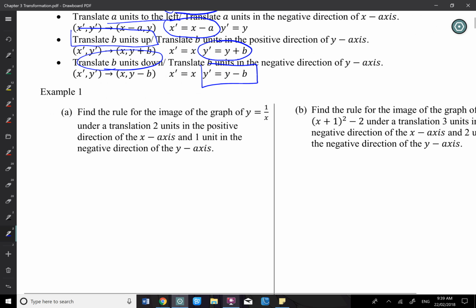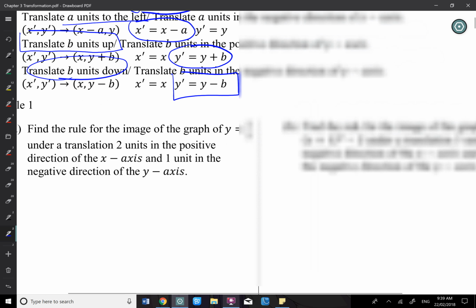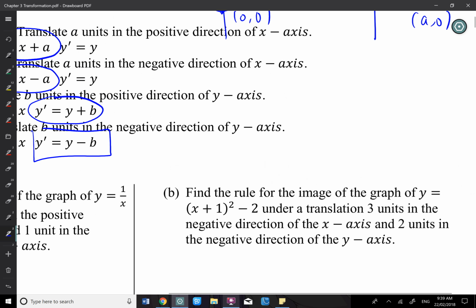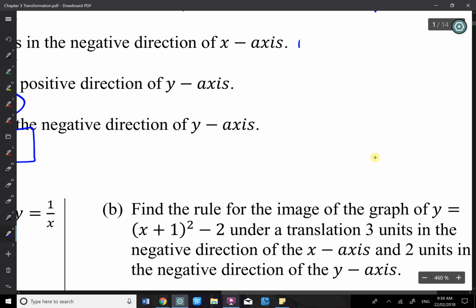Okay, let's have a look at the question. I changed my teaching way. Let's do this first. You can have three things in a transformation question. The first one is the original function. For the original function, you have y equals f of x, y in terms of x.